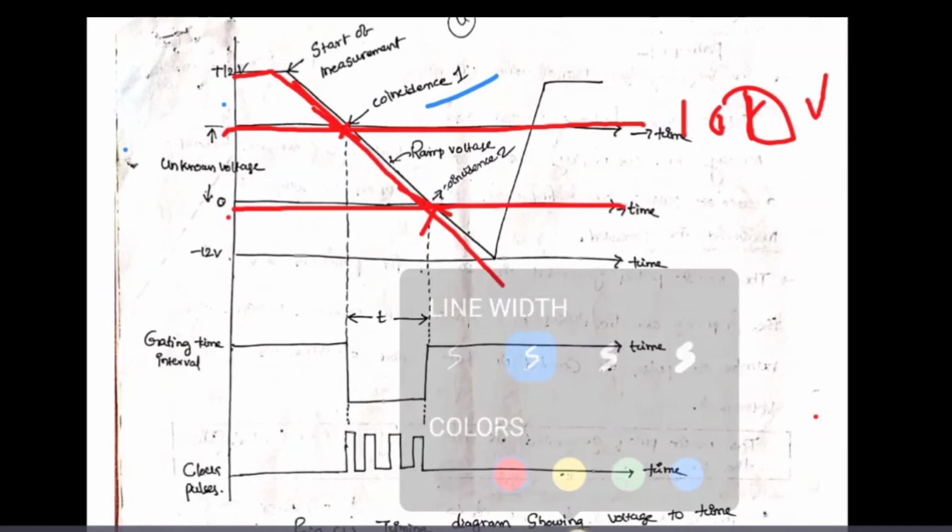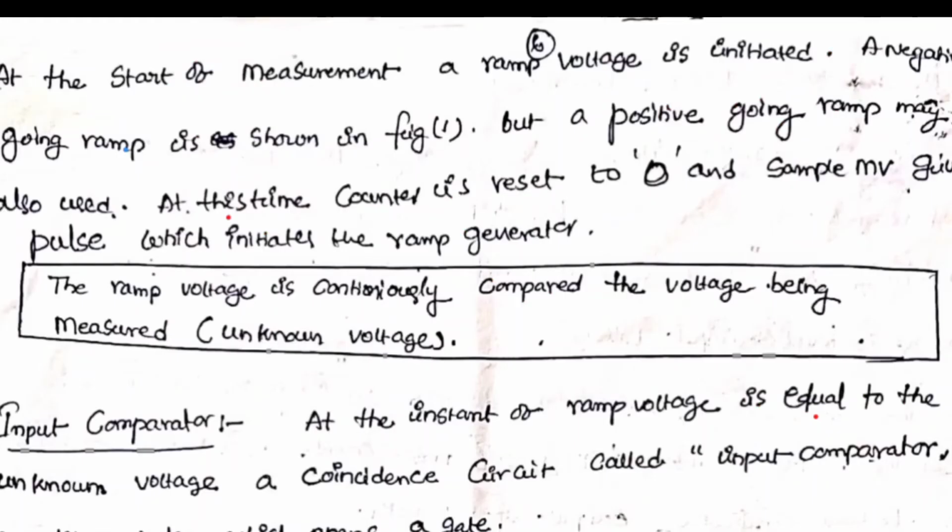Now the 100 volts touched this point, known as coincidence 1. This is known as coincidence 2, the 0 point. This is the unknown voltage peak value, and this is the 0 value. Between them, a number of pulses will be generated in the ramp type DVM. These pulses are counted by the counter, and that is given by the readout. Readout means the value of the unknown voltage.